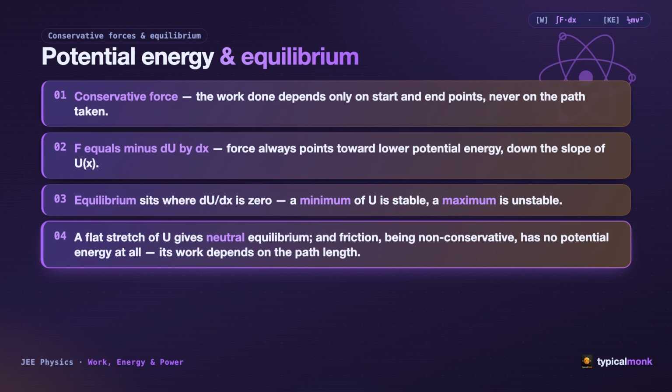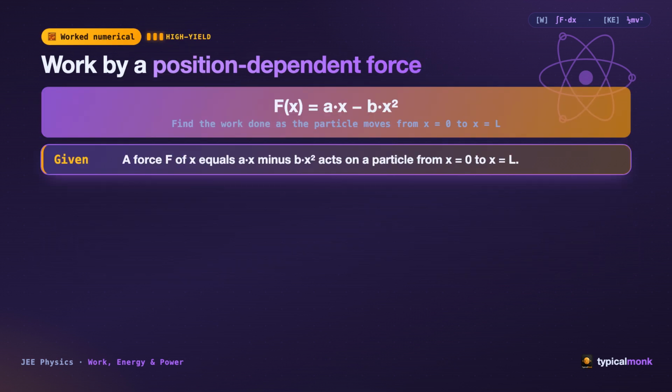Friction, meanwhile, is non-conservative. It has no potential energy at all, because its work depends on the length of the path traveled, not just the displacement. Time to solve a full JEE numerical together, slowly, the monk's way, and this time, the force itself keeps changing.